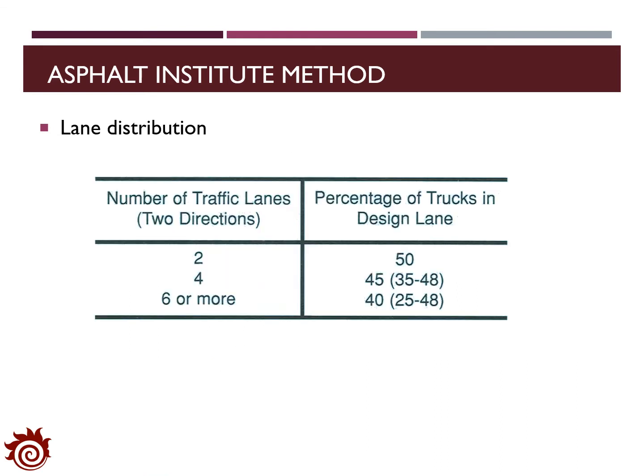The table here shows the lane distribution factor for the two-directional road and the different number of traffic lanes. For the two-lane road, the percentage is set as 50. For four-lane roads, where each direction will have two lanes, the percentage is set as 45, which actually can vary from 35 to 48. Well, if there are more than 6 lanes, then the percentage on the design lane will be 40, and it can vary from 25 to 48.